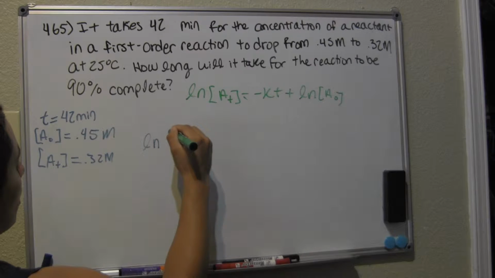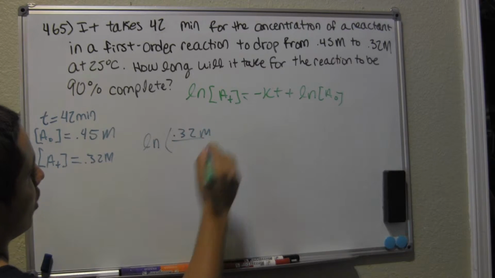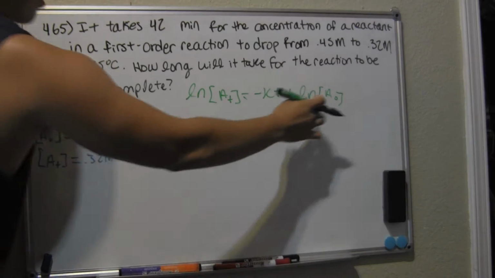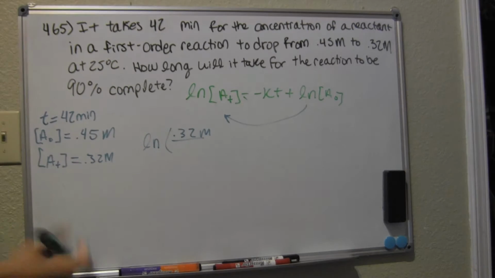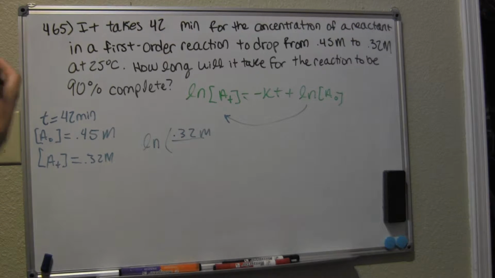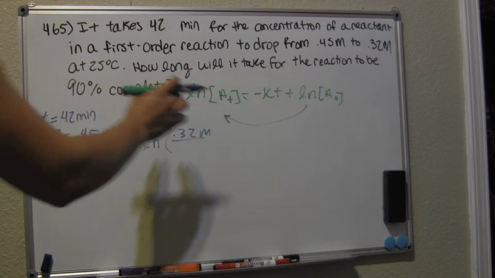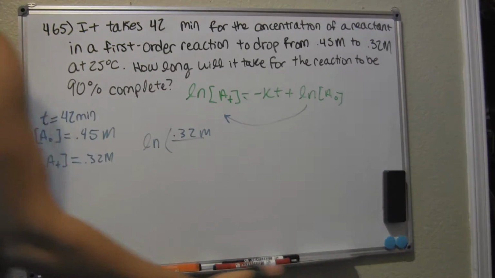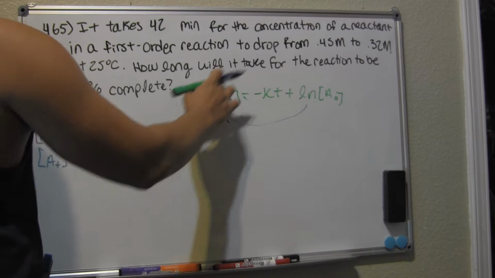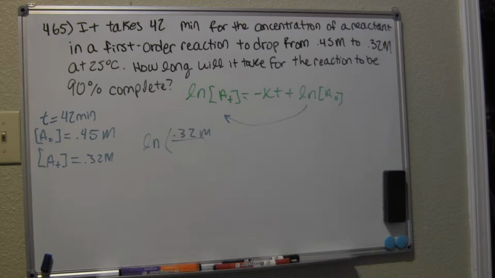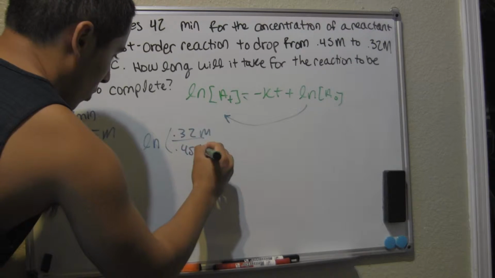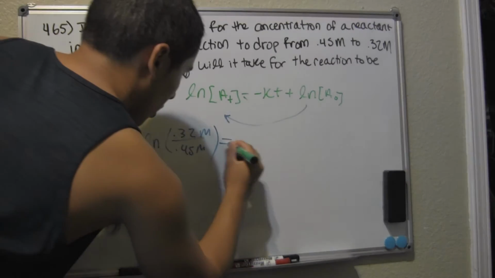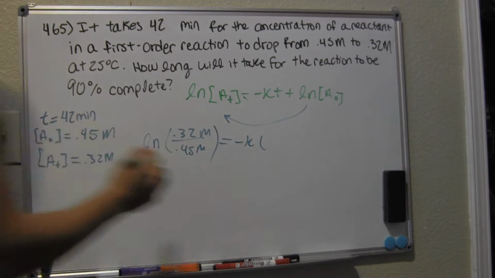So the ln of 0.32 molars, and I'm going to start off by moving this ln over here to isolate our negative kt and get closer to isolating k. And just in case you didn't know, it's a natural log property that ln of [A]t minus ln of [A]0 is the same thing as ln of [A]t over [A]0. You can check this for yourself if you have doubts, or if you want to use it on the exam. So that ratio is equal to negative k times 42 minutes.